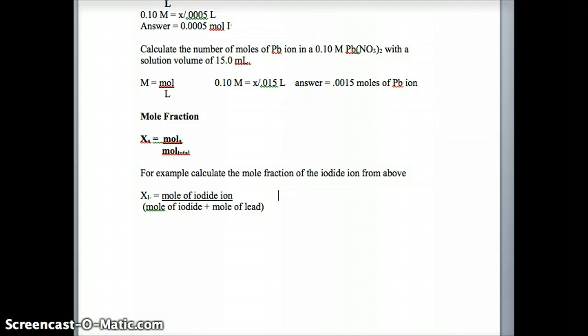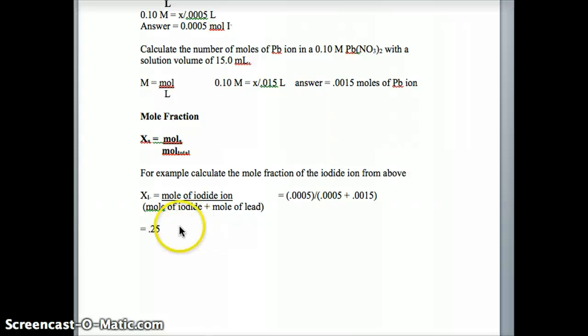To calculate the mole fraction of the iodide ion, you would take the moles of the iodide ion, divided by mole total, which in this case would be moles of the iodide ion plus the moles of the lead ion. So in this particular case, we're going to take 0.0005 moles of the iodide ion, divided by mole total, which is 0.0005 of the iodide ion, plus 0.0015 mole of the lead ion. Once you've done this, your calculation for the mole fraction of the iodide ion should be 0.25. Of course, there are no units because moles over moles cancel out.